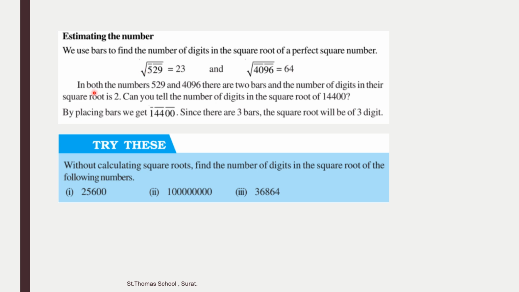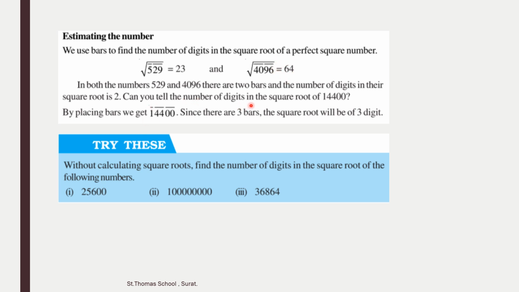In both the numbers 529 and 4096, there are 2 bars and the number of digits in the square root is 2. Clear? So here 2 bars, so the square root will have a 2-digit number. And here again this number has 2 bars, so its square root will have 2 digits.